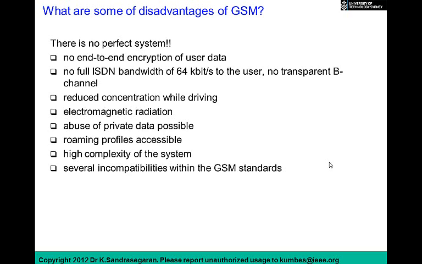The other aspect was that it could not provide 64 kilobits per second to the user because you are trying to maximize the use of the transmission bandwidth. So a number of compression algorithms are used to compress data down from 64 kilobits per second to about 9 kilobits per second.